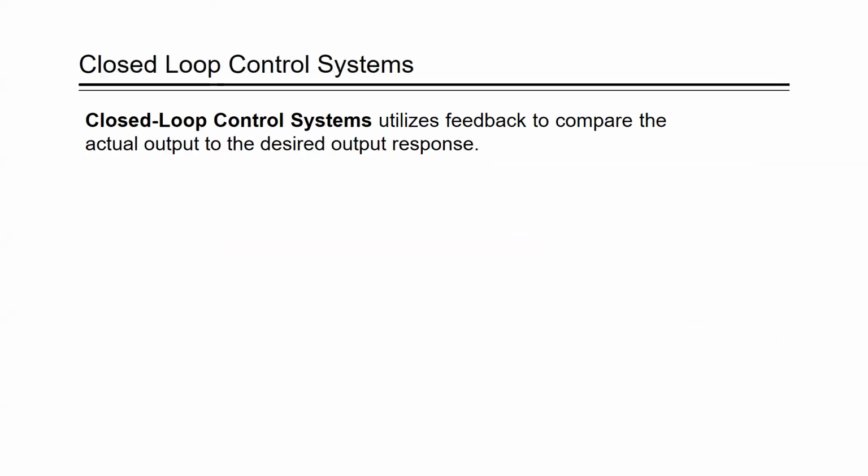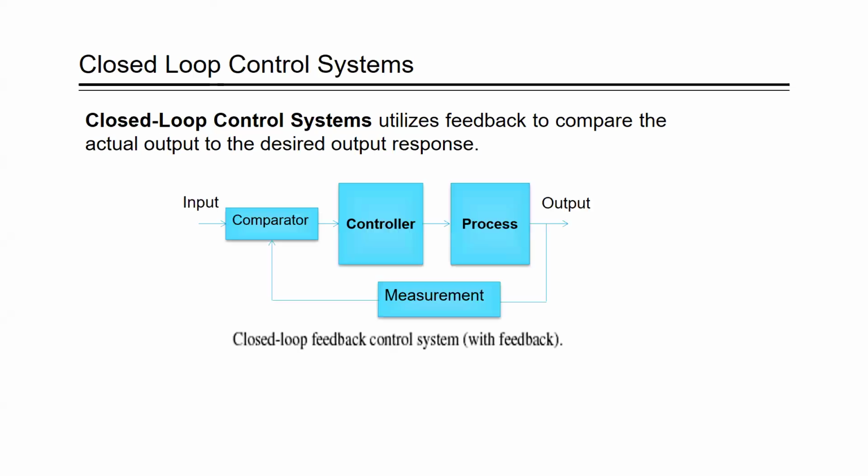And these utilize feedback so that they can compare the actual output you are getting to the desired output that you want to get, which is based on the input. So you can see that instead of just the controller taking an input, the output is measured using some form of feedback, and that output is compared with the reference signal or the input, and you get an error signal. That error signal is now fed into the controller, which provides an appropriate control signal for the process.